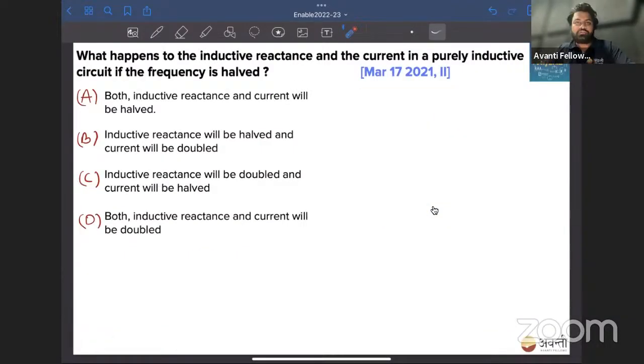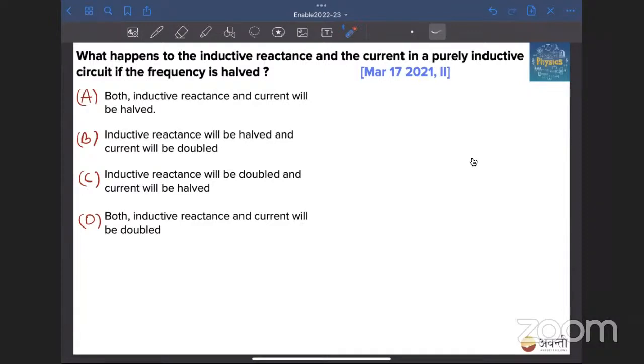Again, this question came in JEE Mains 2021. Try the question. Do it quickly, we won't be able to finish RLC today. So let's see the answer.